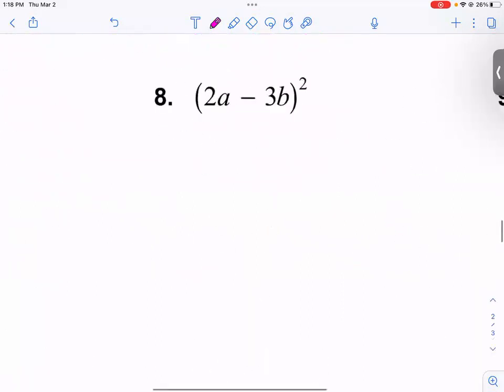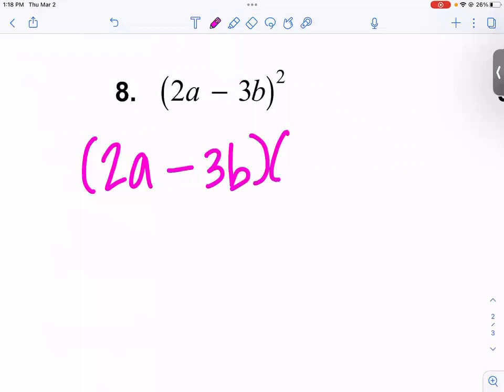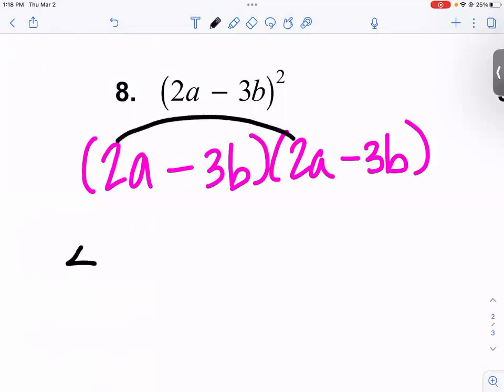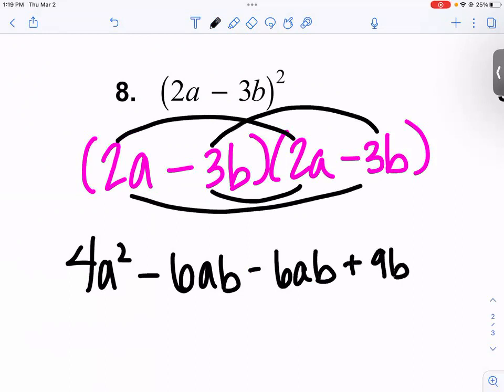Okay, let's look at number 8. Number 8, 2a minus 3b times 2a minus 3b. What's our first product? 4a squared. Our outside would be negative 6ab. Our inside also negative 6ab. And our last would be a positive 9b squared.